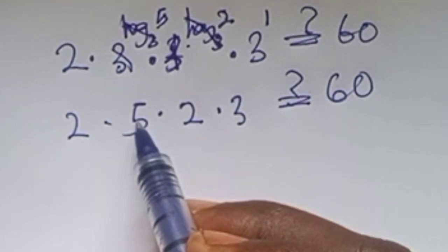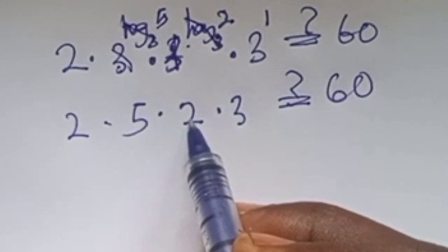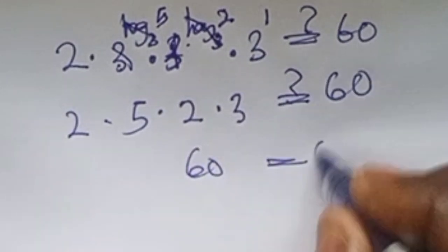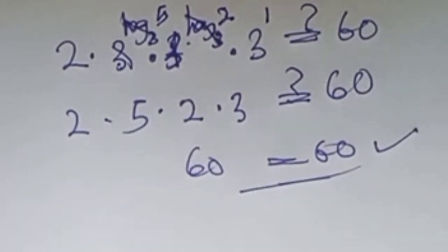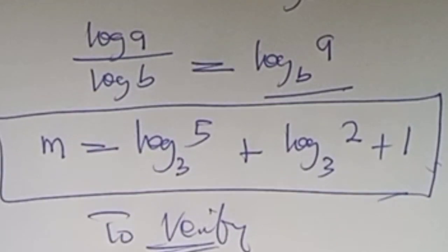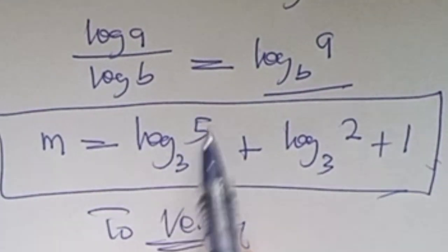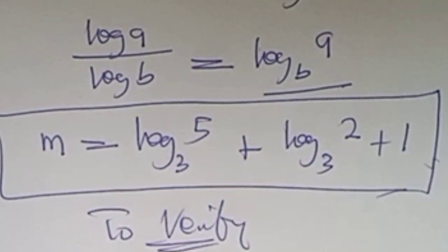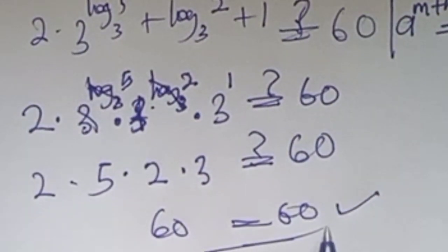So 2 times 5 is 10. 10 times 2 is 20. 20 times 3, that is 60. So 60 obviously is equal to 60. That means it's true that the value of m is equal to log 5 base 3 plus log 2 base 3 plus 1. Because it satisfies the original equation, the right hand side is equal to the left hand side.